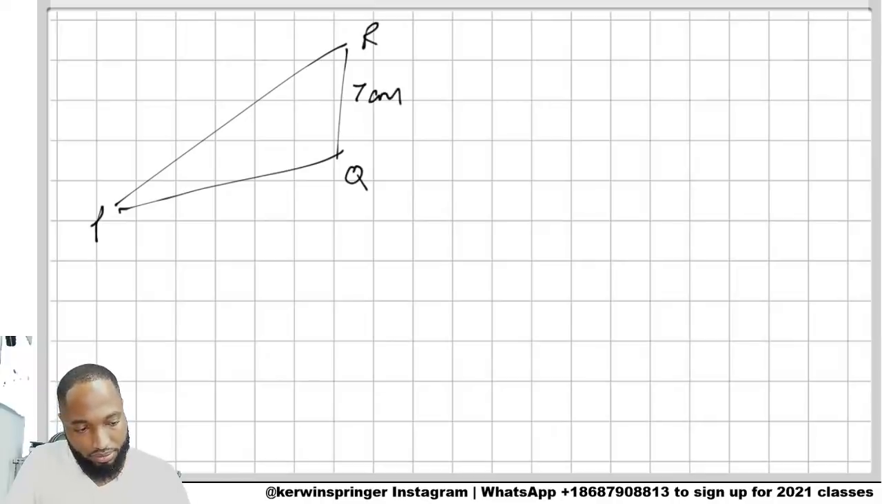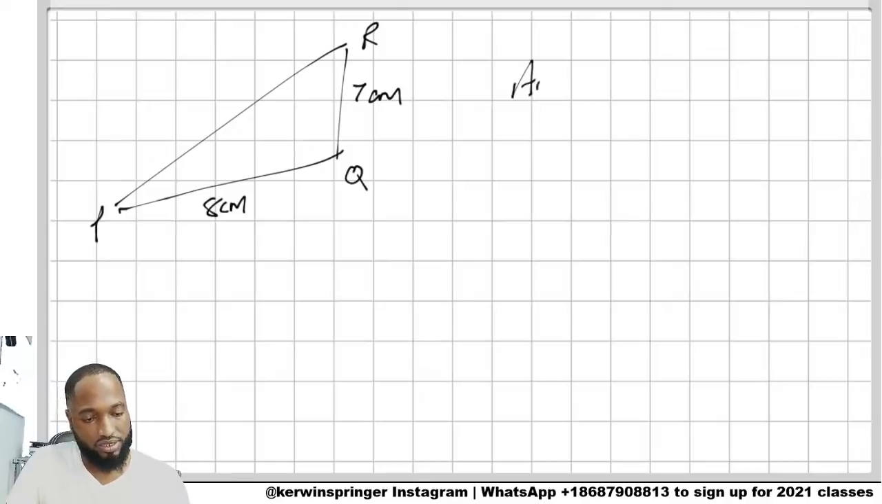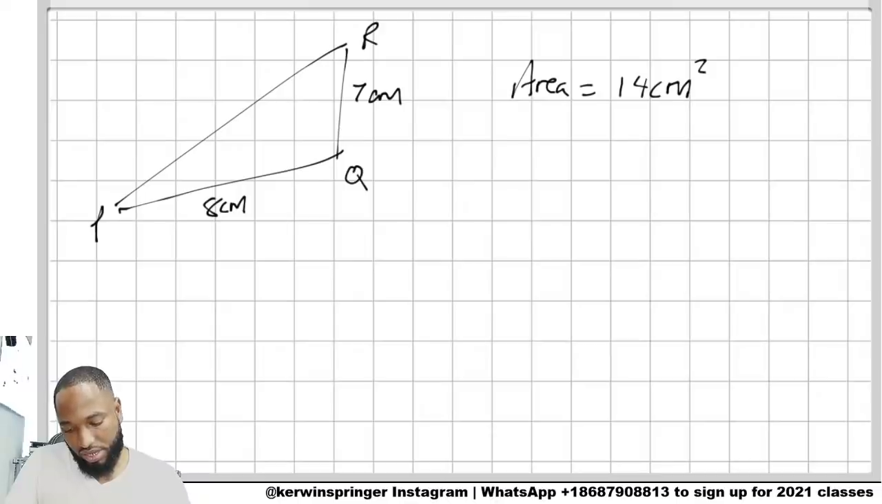R7 cm, 8 cm. If the area of the triangle PQR is 14 cm squared and this angle here is obtuse, then what is the angle?